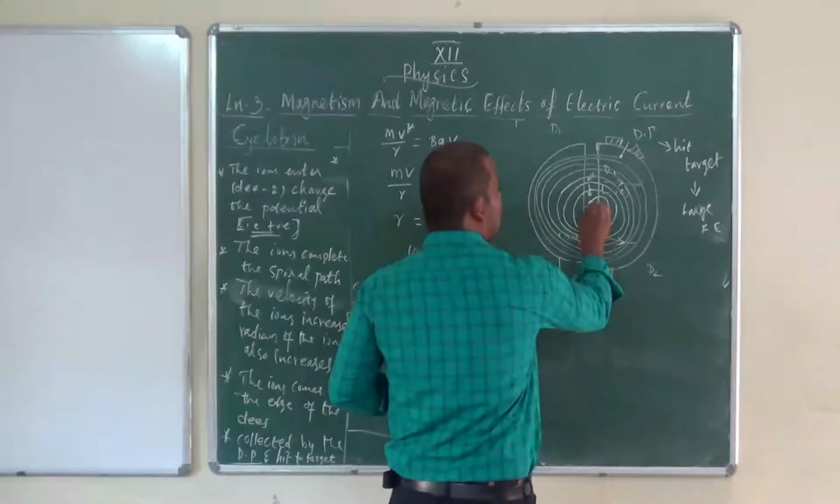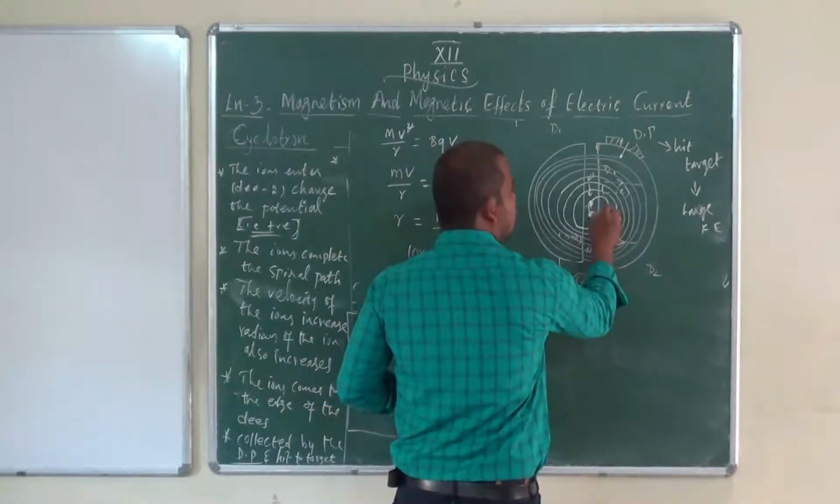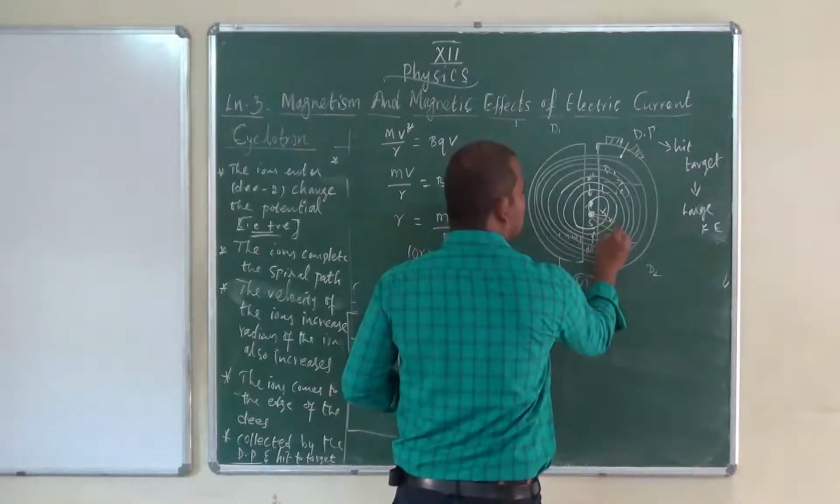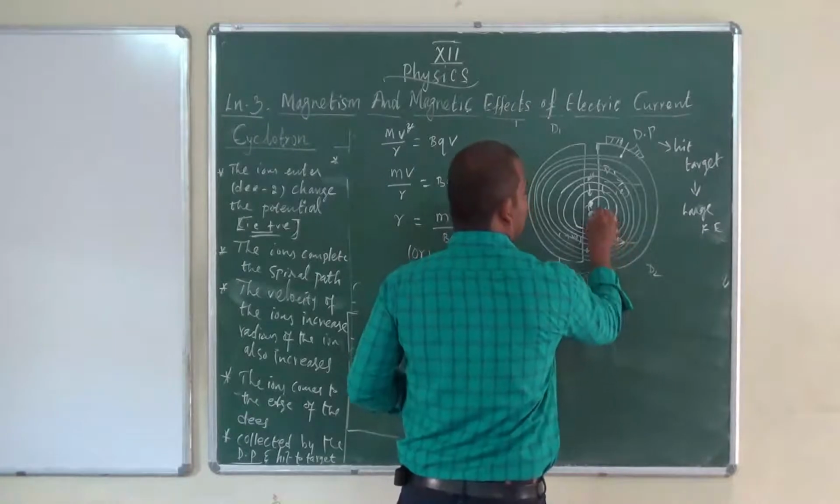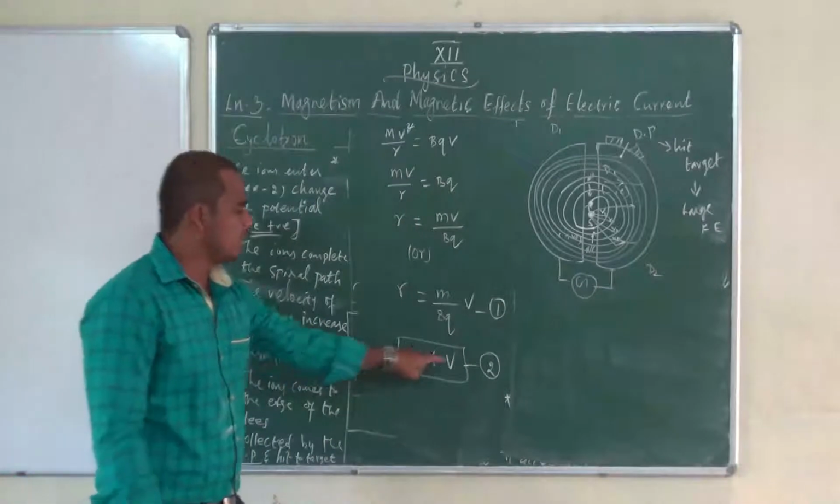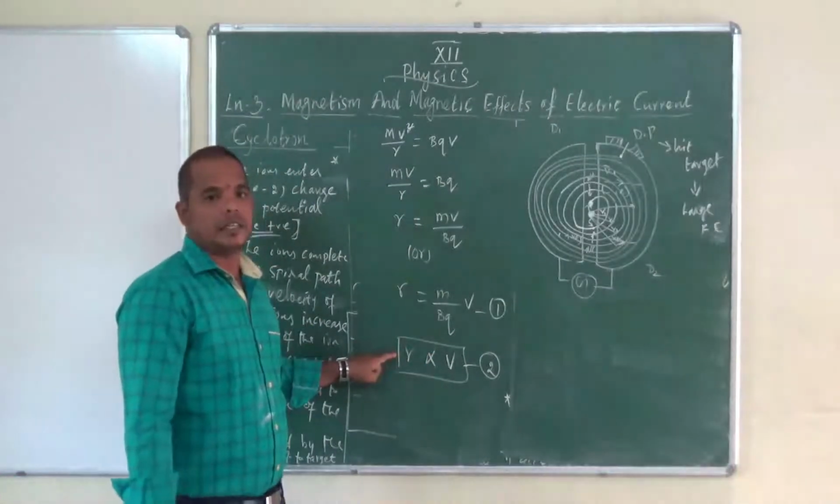Initially, suppose you assume this is the radius. And every time R1, R2, R3 the radius increases, R4, R5, the radius increases. See that, when the velocity increases, the radius also increases.